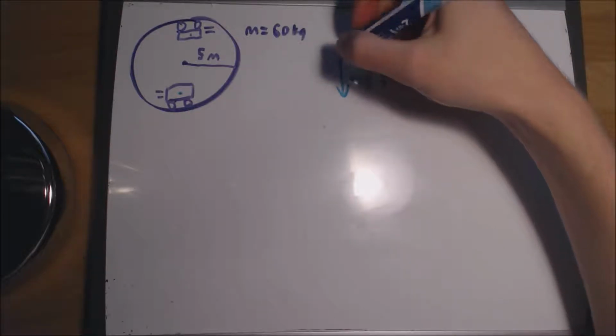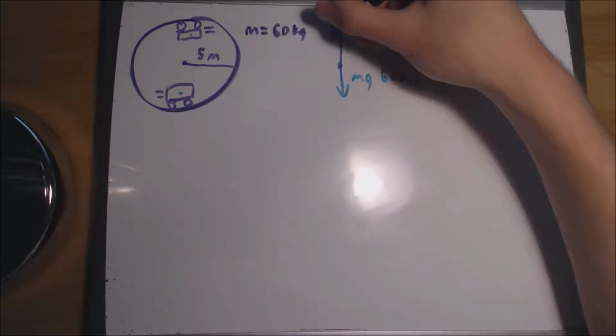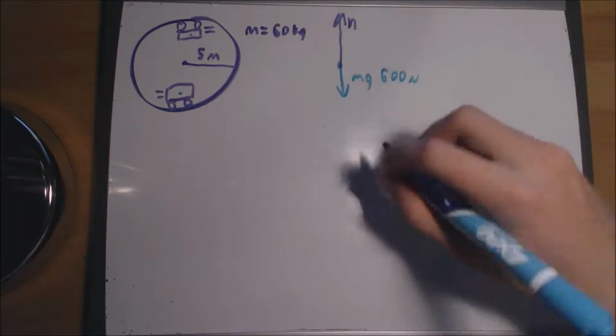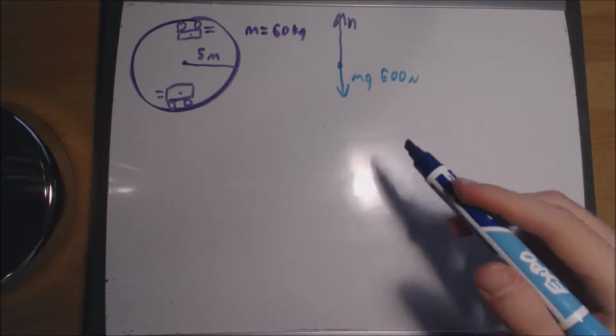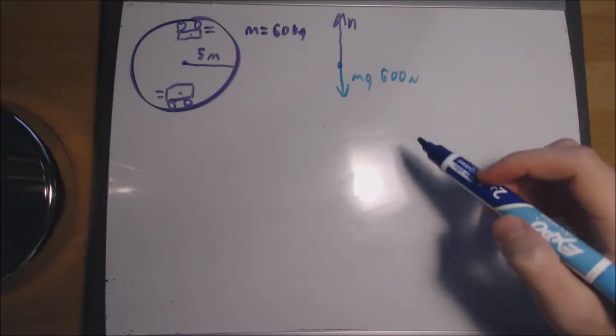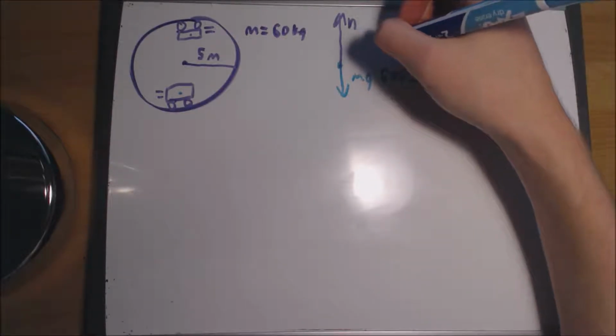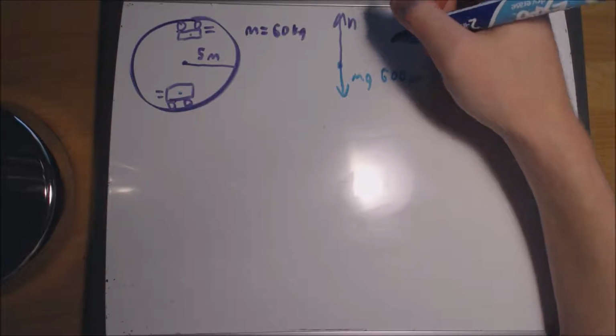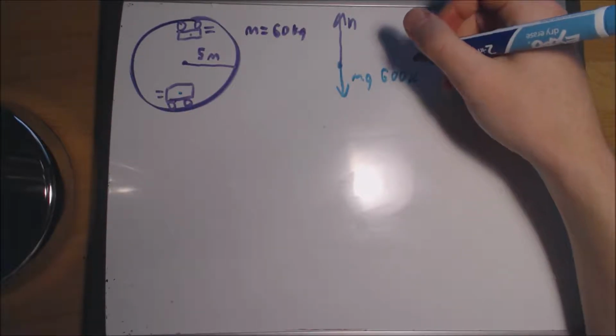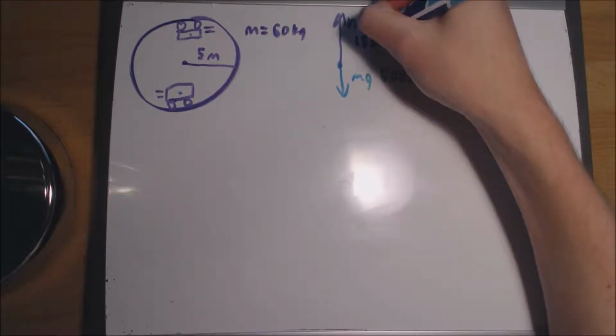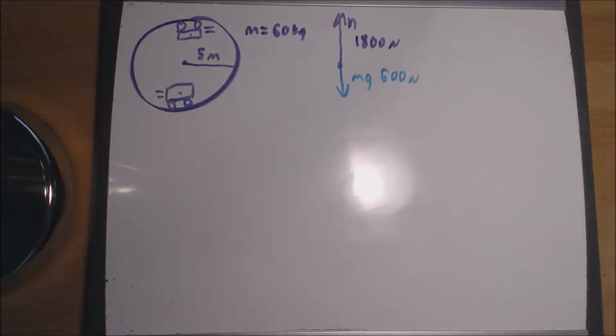Our normal force, when the driver says he feels 3 times heavier, what he means is that he feels the normal force 3 times as much as he really should. So our normal force is going to be equal to our mg times 3. So we know the normal force should be 1800 newtons.